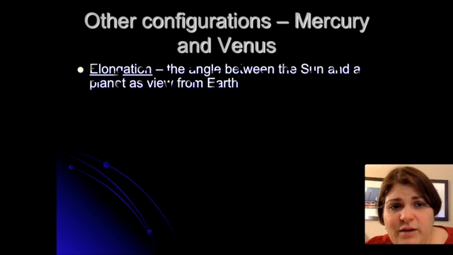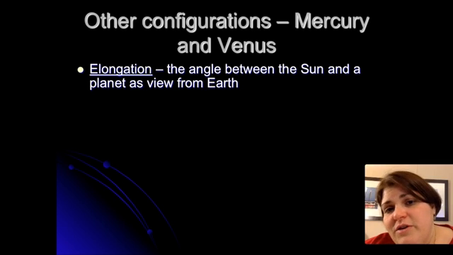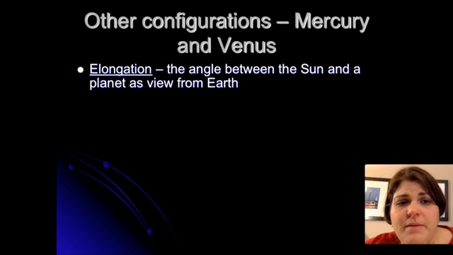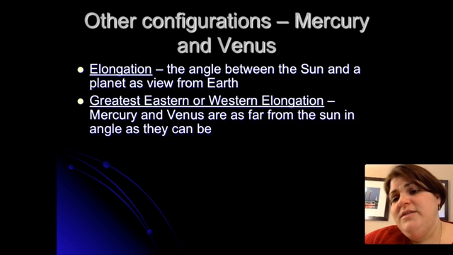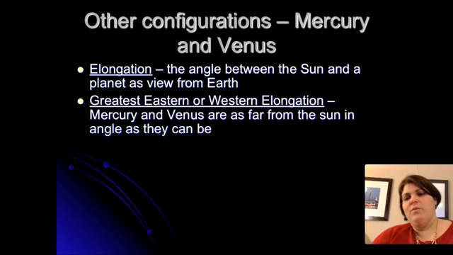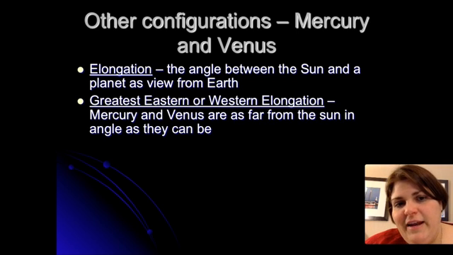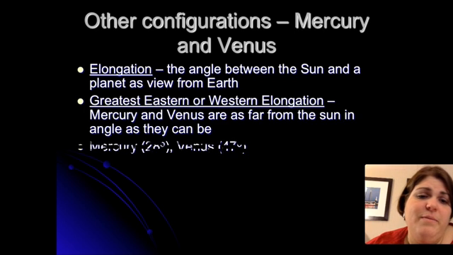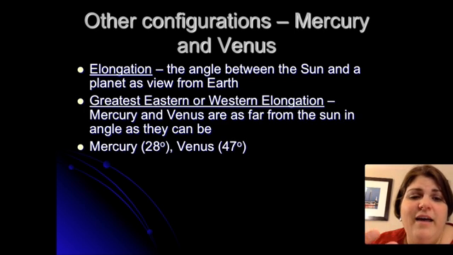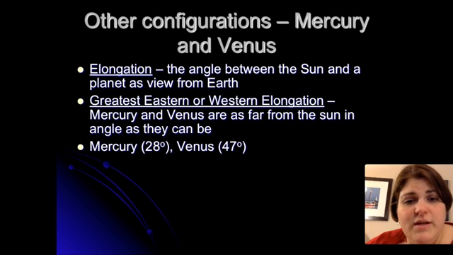Mercury and Venus also have what we call elongation. That just refers to the angle between the planet and Earth. In other words, how far away it is from a conjunction. And the greatest eastern or western elongation means the time in which the planet is as far away from a straight line as it can be between us and the Sun. That's the angle in which the planet appears to be the brightest, and when we see it at night or in the morning the most.